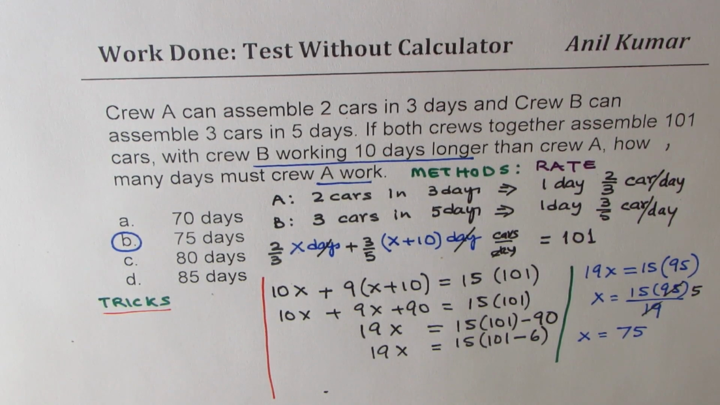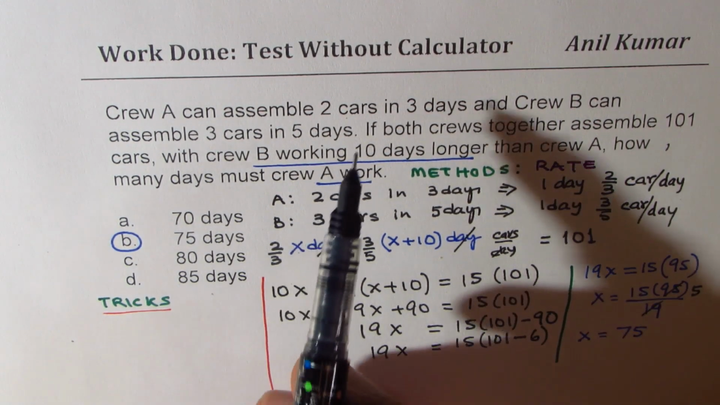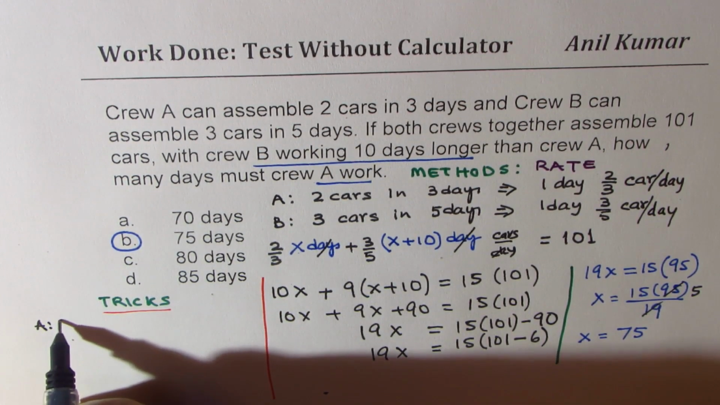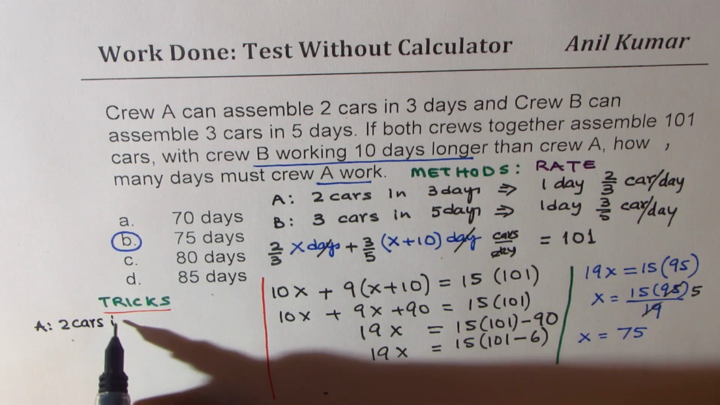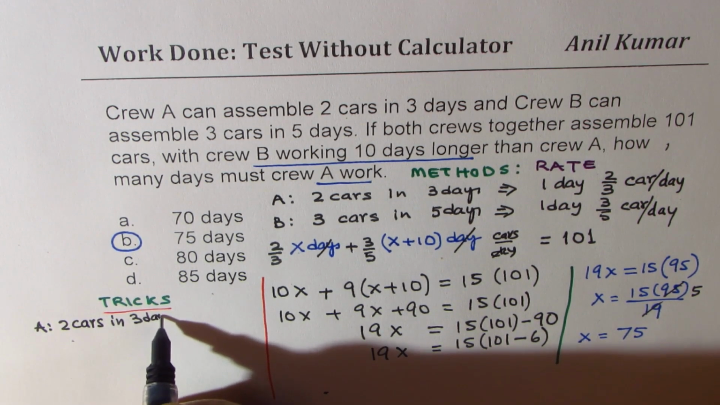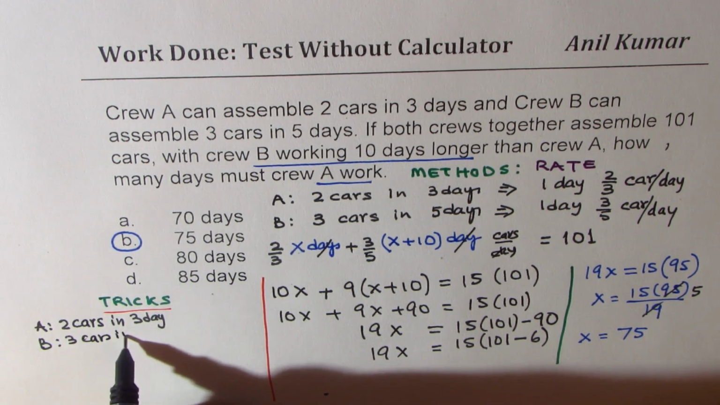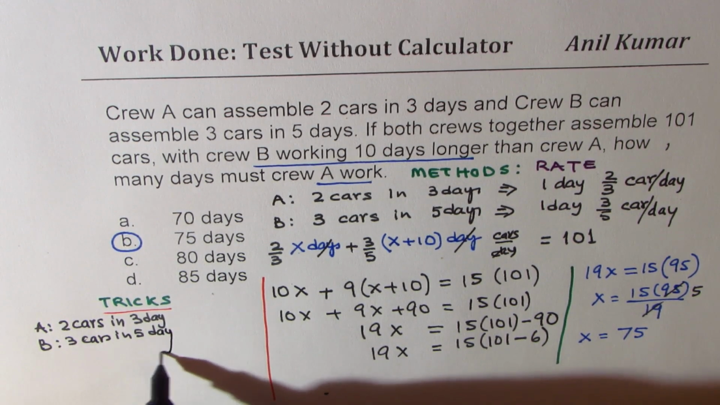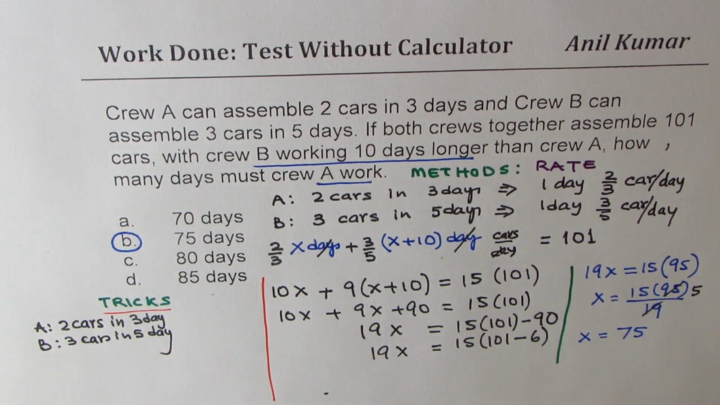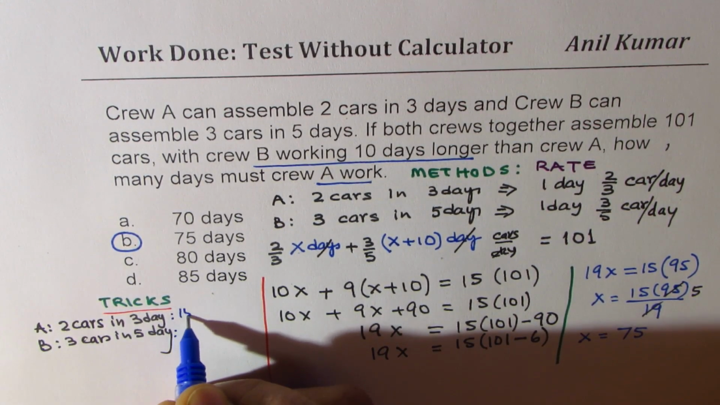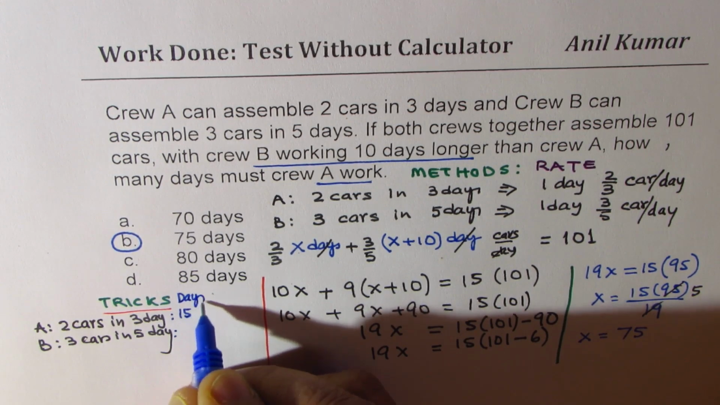Now, whenever you have a work done situation like we have here, we are saying 2 cars in 3 days. So for A, we are saying 2 cars in 3 days. And for B, we are saying 3 cars in 5 days. So we can think about a common factor. So lowest common multiple here is 15. 5 times 3, right? 15. So we could write this, that in 15 days, let's take days as 15.